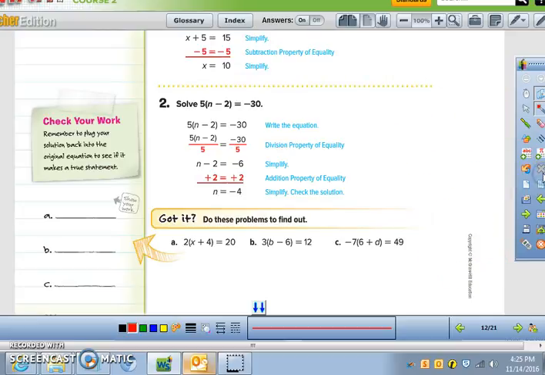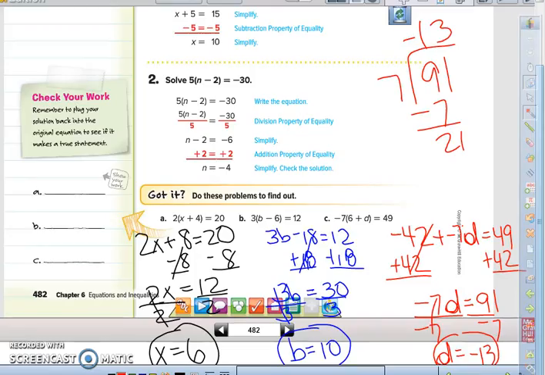Go ahead and try A, B, and C on your paper. Unpause when you are ready to check all 3. Okay, go ahead and check your answers. Be careful on letter C. Make sure that your first step was to add 42. Pause and ask questions if you are stuck.